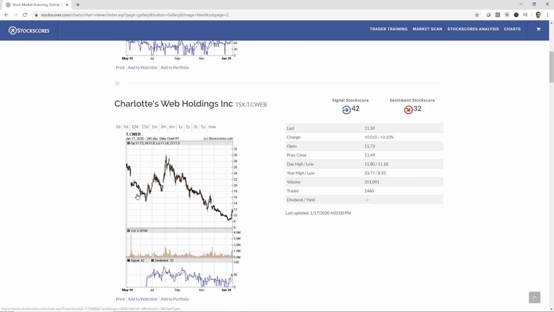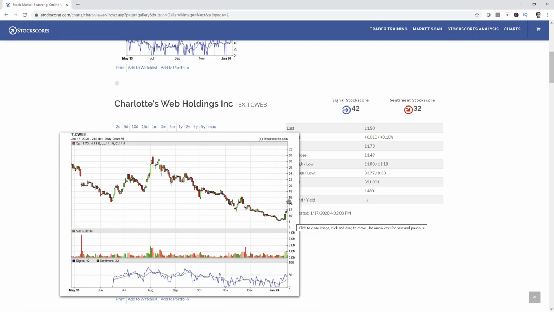Let's go through a few more charts. There's another cannabis name, Charlotte's Web, I believe, is a cannabis company as well.